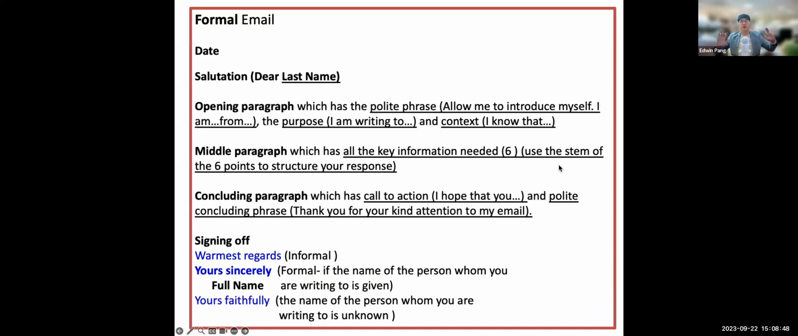Now let's go into the formal email format problem. I'm just going to leave this on the screen for a while because the next section will be the actual answer itself. Okay? So just take a look at it. Notice that the salutation is always the last name of the person.